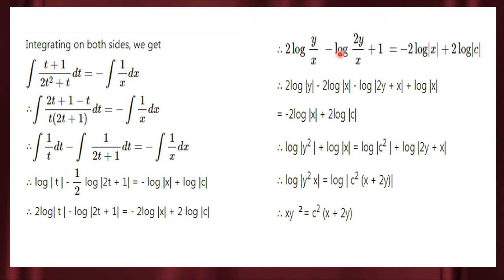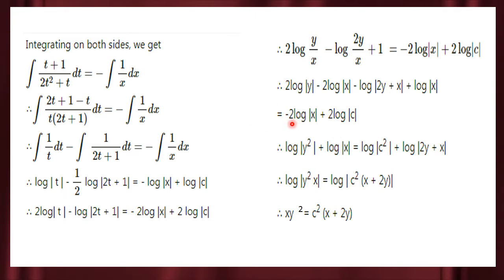Now minus log 2y upon x plus 1 can be written as 2y plus x upon x. That is minus log 2y plus x minus log x. But there is a minus sign here. So minus of minus log x is plus log x is equal to minus 2 log x plus 2 log c. Now 2 can be taken to the exponent of y, x, c respectively. That is log y square plus log modulus of x. Here minus 2 log modulus of x and plus log modulus of x will be minus log modulus of x.